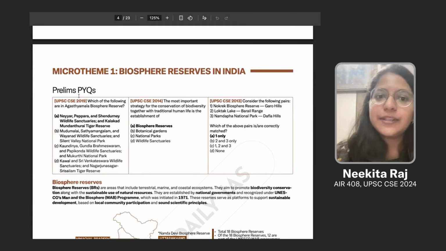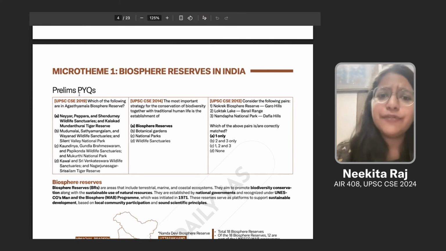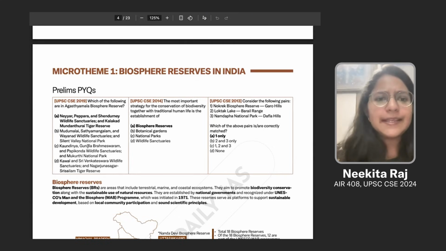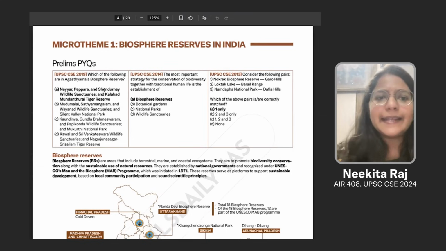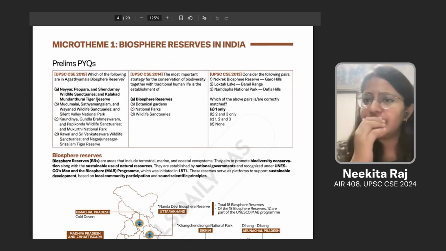So if you see microtheme 1, it is on the biosphere reserves in India. And if you can see कि 2019, 2014 and 2013 में बायोस्फीयर रिजर्व्स पे क्वेश्चंस हैं. Now you can see कि यहाँ पे उन्होंने directly, this is a factual question. Factual questions usually come from biosphere reserves.